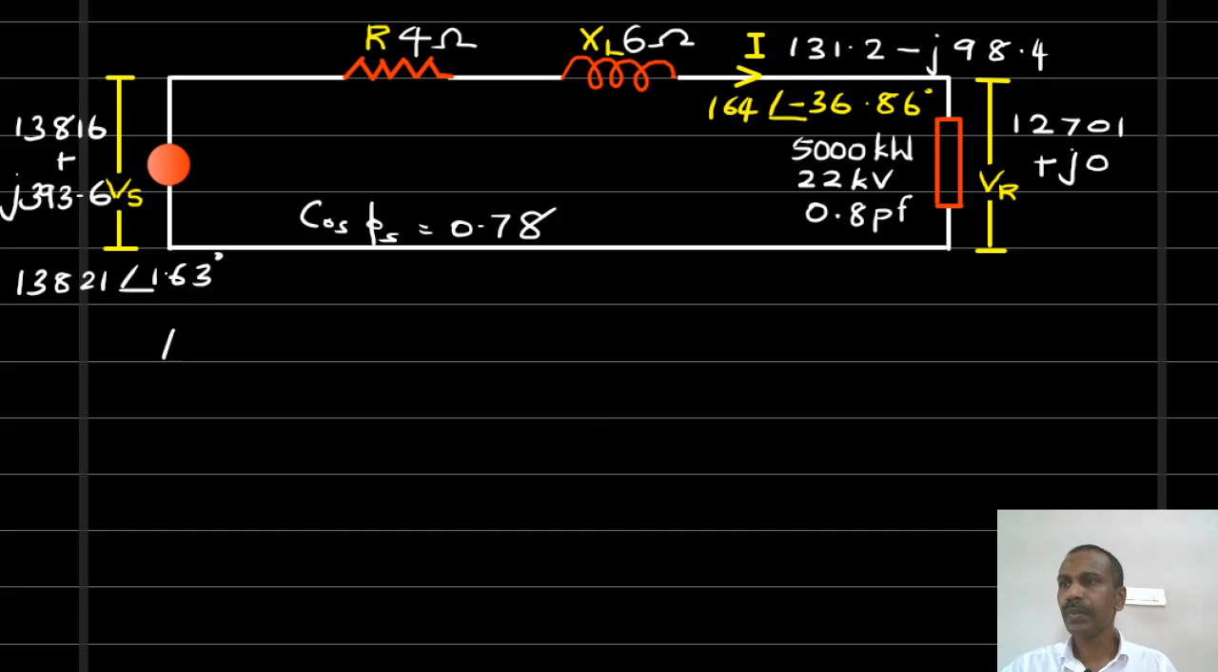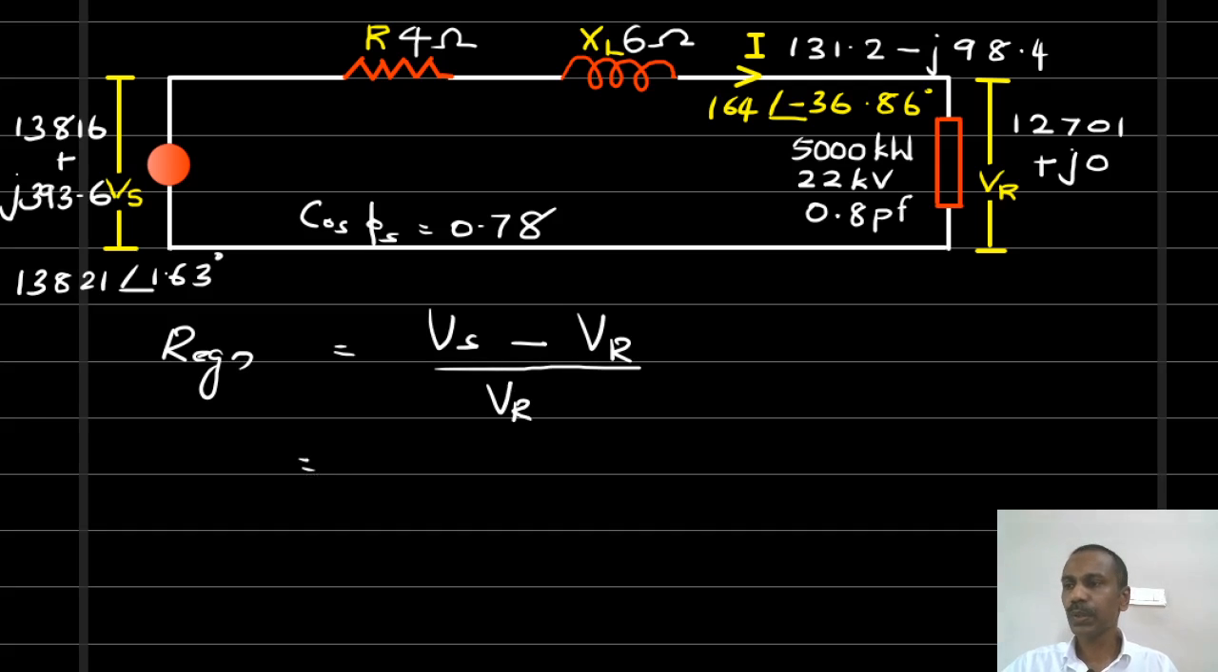Now we will find out the regulation. Regulation equals the sending end voltage minus the receiving end voltage divided by the receiving end voltage. Here you have to write the magnitudes only. Either you can use the line voltage or the phase voltage. If you use the phase voltage for both sending end and the receiving end voltage, you should use the phase values. If it is line value, for both Vs and Vr, you should use the line value. Let's use the phase quantities here.